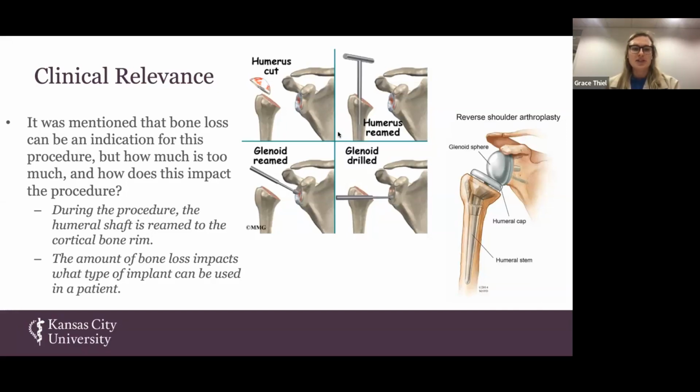During this procedure, like I said, the shaft is reamed to that rim, but the amount of bone loss impacts what device can be used. The device meaning this kind of stem, so what hardware the patient ends up getting. And if the correct hardware is not used, you can get complications such as loosening of these implanted devices.